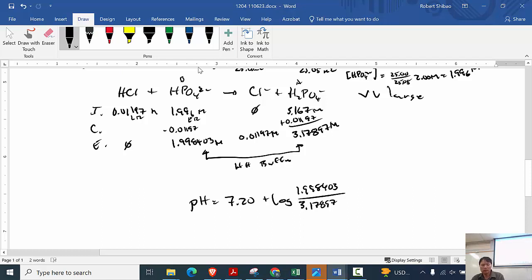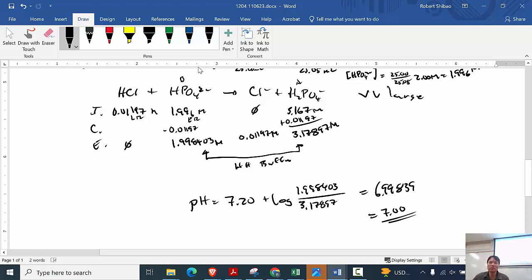So I'm going to take the log of that and then plus 7.2. And I get a pH of 6.99839. And then round it. When I round it, it rounds to 7.00. Did the pH change significantly? No, the pH didn't really change.